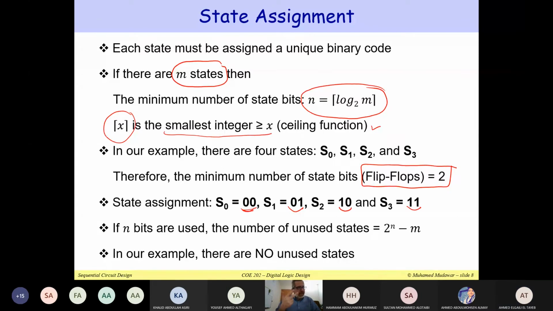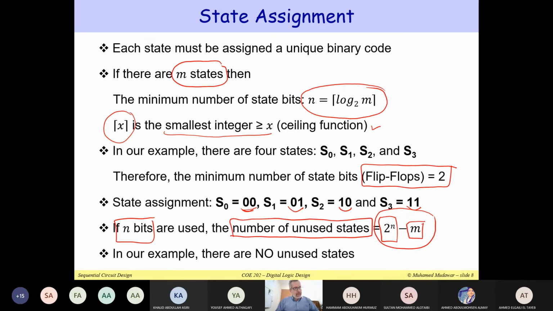Now, if you use 3 flip-flops, you can represent up to 8 states. If you have only 5 states, how many states are unused? 3. Exactly. So if you use n bits, the maximum number of states that can be represented using n bits is 2 to the power n. But if m is the number of states inside your state diagram, then 2 to the power n minus m will be the number of unused states.